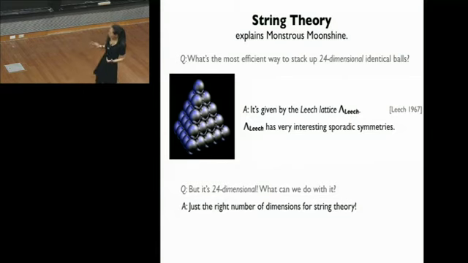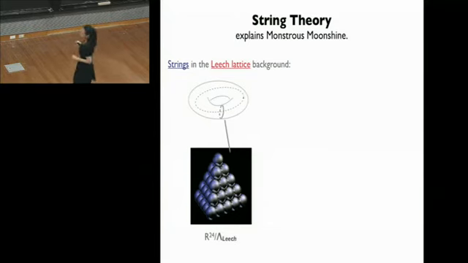Okay, but it's 24 dimensions. I mean, what can we do about it? But it's just the right dimension for string theory to study. So why is that? Well, let's remember that the critical dimension of the bosonic string is 26. So apart from the light cone directions that are basically frozen, you have exactly 24 dimensions. So you can consider compactifying bosonic strings on a 24-dimensional torus given by the Leech lattice, and then you compute the partition function of this theory.